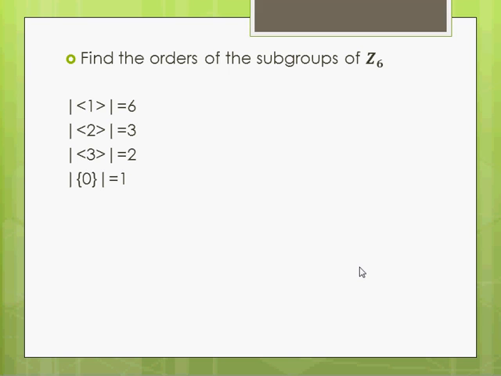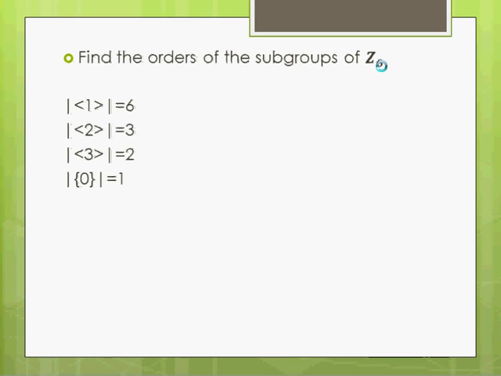Okay, why didn't we use 4? Why didn't we find the cyclic subgroup generated by 4? Because it turns out to be the same cyclic subgroup generated by 2. And 5 is the same cyclic subgroup generated by 1. So we don't need to show repeats. Remember, just the numbers that go evenly into this number.